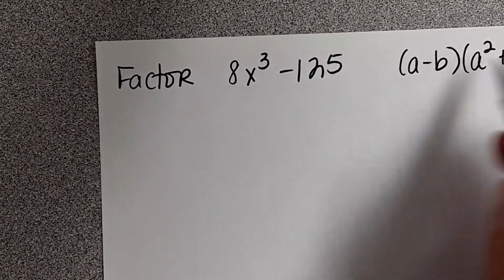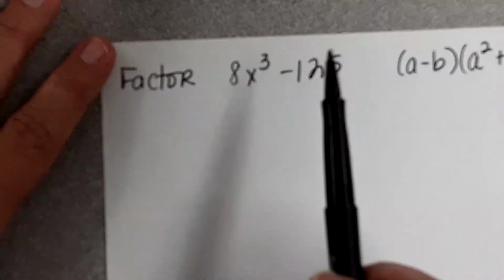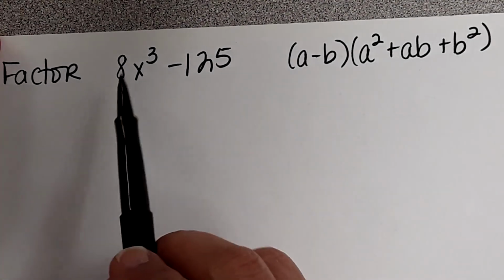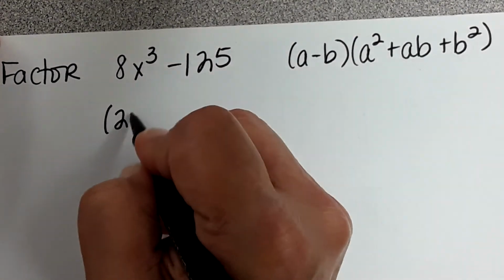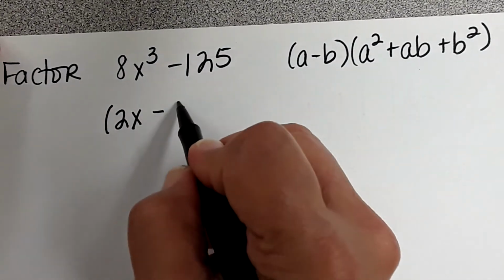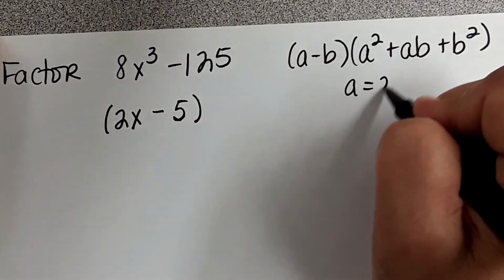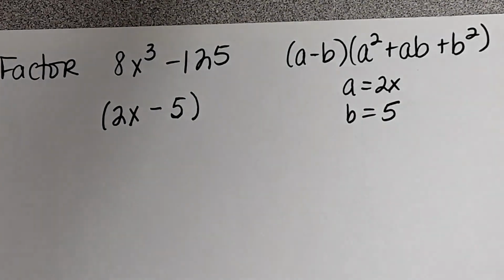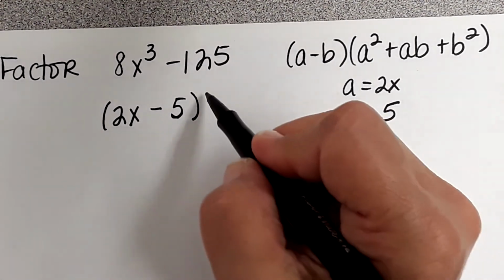If this is minus, this is always positive. They're always the opposites. So, the cube root of 8x to the third is 2x. The cube root of 125 is 5. So that means that my a is 2x and my b is 5. Don't worry about the signs. All you need to know is which one's a, which one's b.